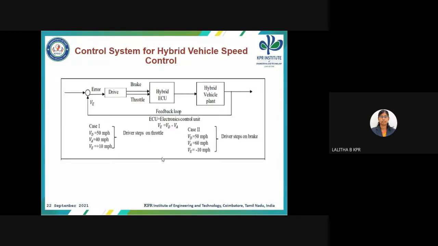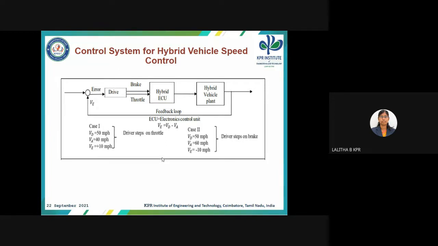Next, the control system for a hybrid electric vehicle. The modern control system also has a single feedback loop and has the desired velocity as the variable to be controlled. So the driver is one of the control elements here. If the hybrid electric vehicle is moving too slowly, the driver steps on the accelerator pedal, and if the vehicle is too fast, the driver steps on the braking pedal.